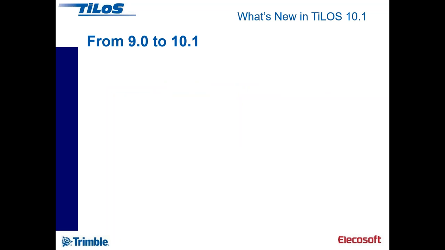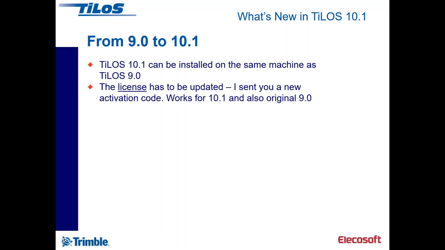So I think we need to spend a little moment on the migration from Tilos 9 to 10.1. First of all, I would recommend that you install Tilos 10.1 in parallel on the same machine as Tilos 9. It can live on the same machine and it shares the same license. But when I sent you the license information, that needs to be updated. So you get a slightly changed product ID, but the serial number remains the same.